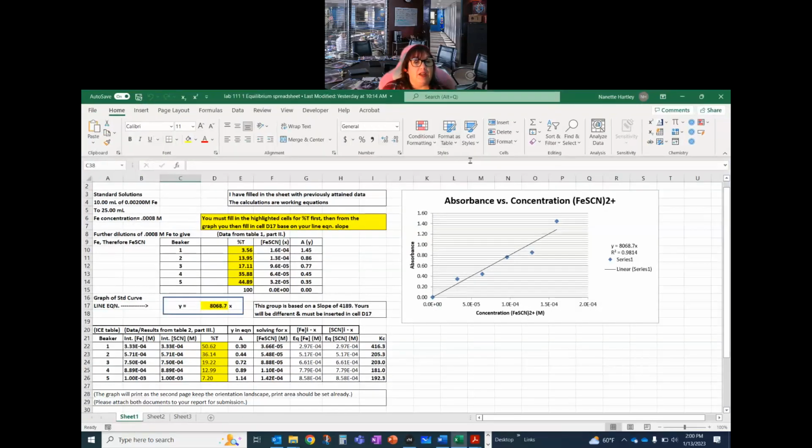And so what I'm looking at here, you'll see you must fill in the highlighted cells for %T first. Then from the graph, you'll fill in D17, which is this thing right here, based on the line of your equation. Now, it should auto-populate. So this should, if I were to change this to 6, right, that should change everything. So that should be fine. Now, I'm going to undo that.